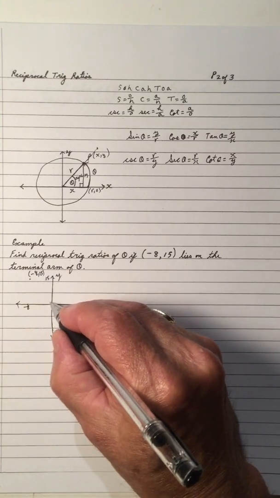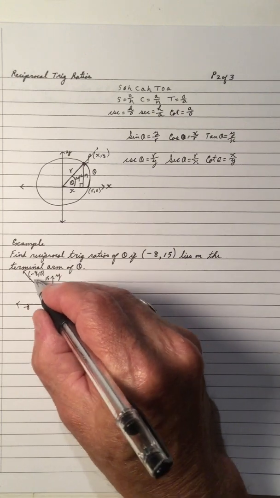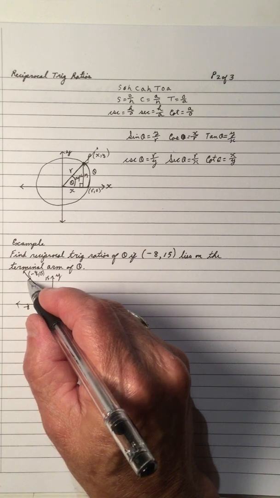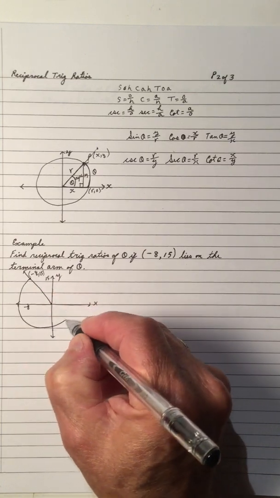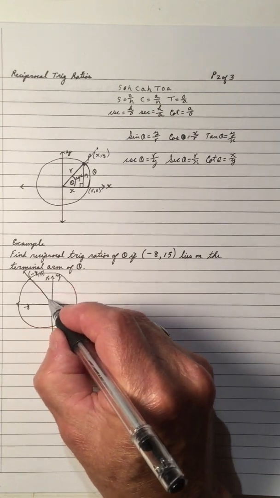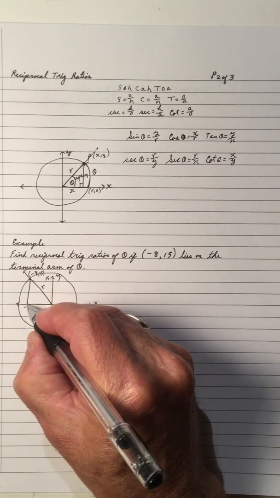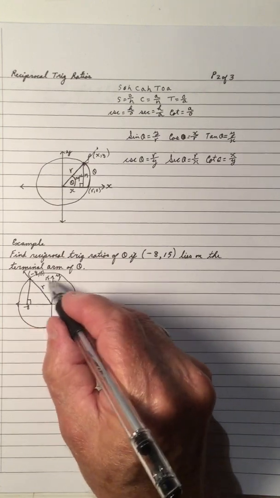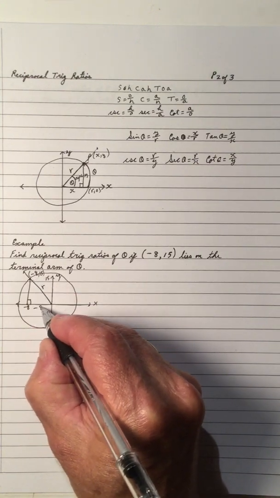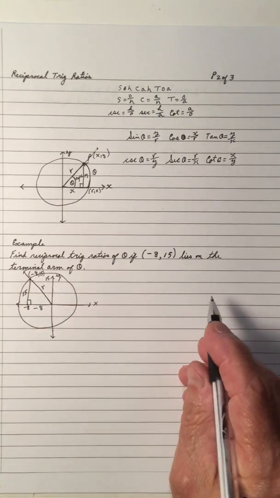So what we do is we draw a terminal arm from the origin 0, 0 out to that point. And as a result, we have a circle that goes around like that. And this is the radius of the circle. We drop a perpendicular to the x-axis, never to the y, always to the x. And x is -8 right there. y is 15 right there. And we have to find what r is.